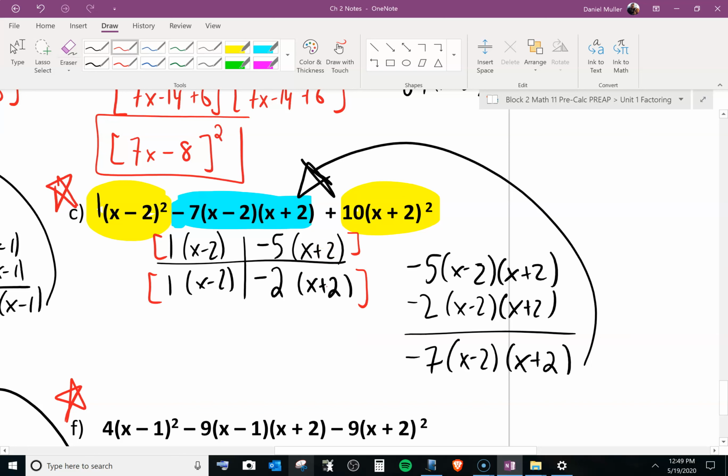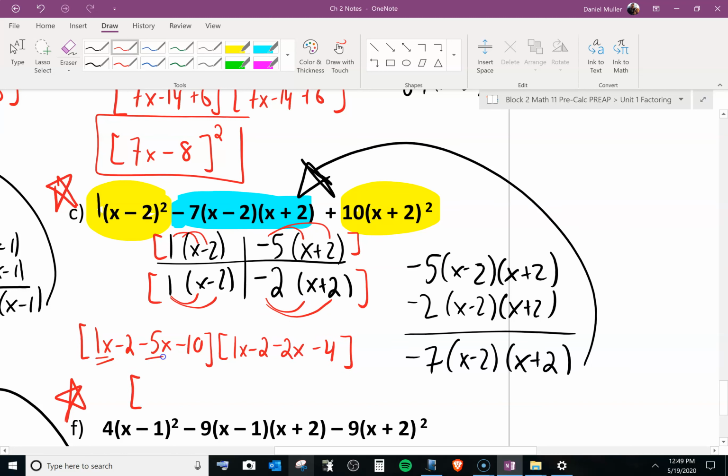work. So my first one, my top is a 1x minus 2, a 1x minus 2, minus 5x minus 10. And then the bottom one is a 1x minus 2, 1x minus 2, minus 2x minus 4. So I've got a 1x and a minus 5x, which is a negative 4x, and negative 2 and negative 10 is negative 12. And then a 1x minus 2x, which is a negative 1x, negative 2 and negative 4 is negative 6. And that is considered fully factored.